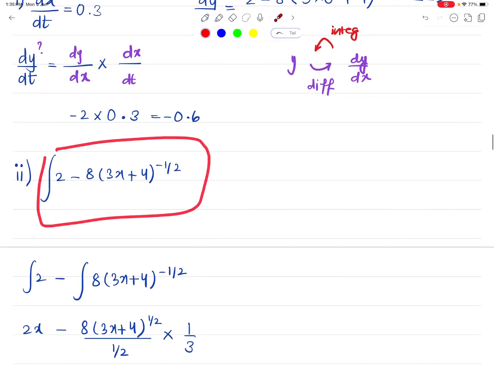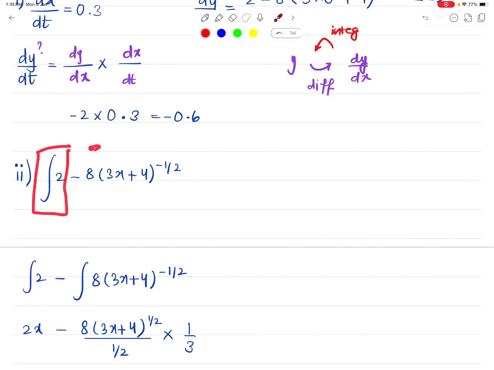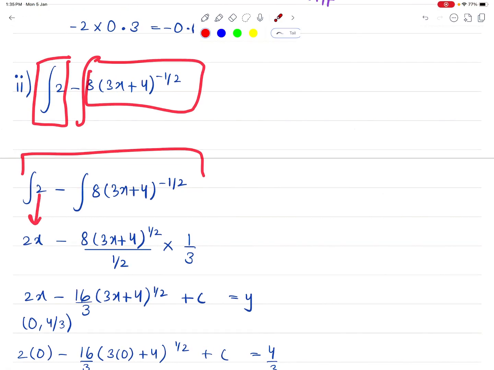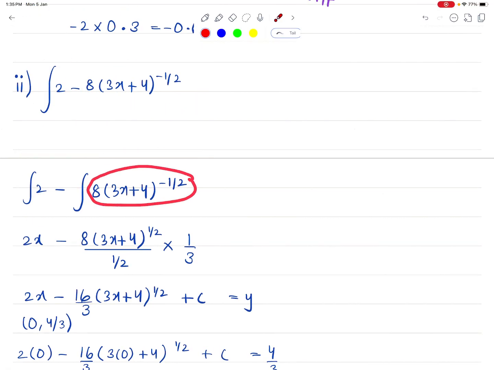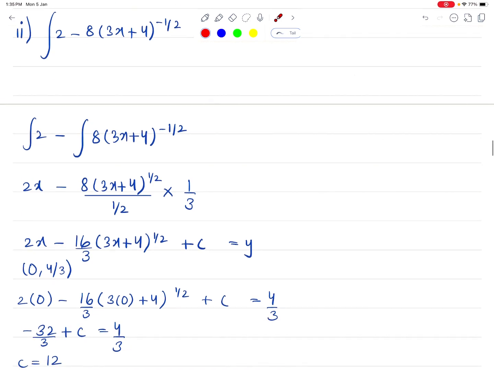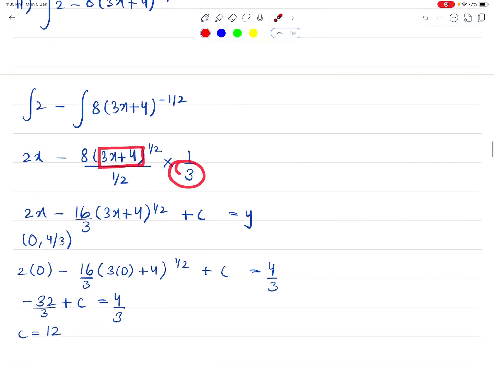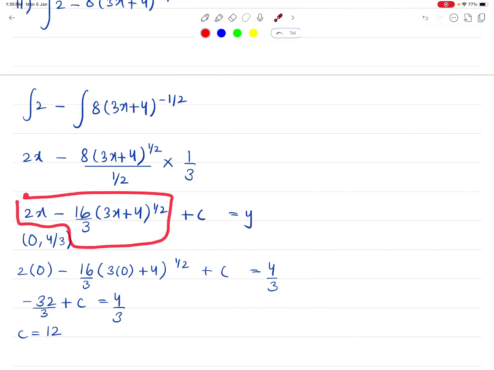I can separate these two things, so the integral of 2 and then the integral of this entire expression, which I did over here. When I integrated, this becomes 2x. In this case, I will apply the chain rule. I will increase this power by 1 and divide it by the increased power over here, and I will also divide it by the inner differentiation of this bracket, which is basically 3. This gives us this expression, and you need to understand whenever you're integrating something that is not a definite integral, you will also put plus c over there.